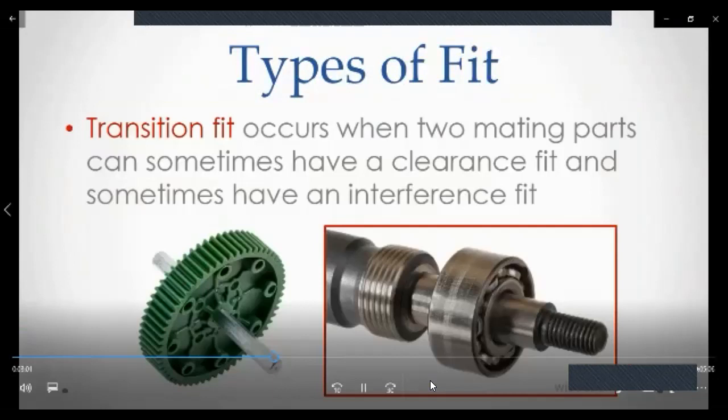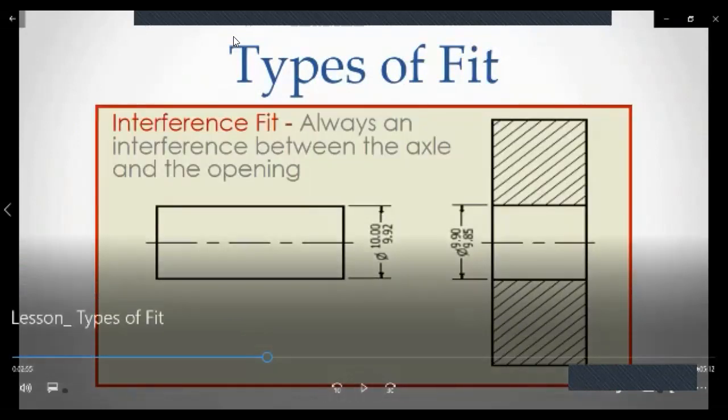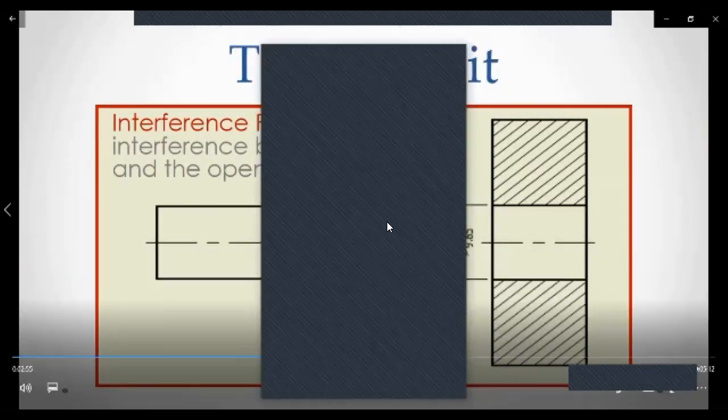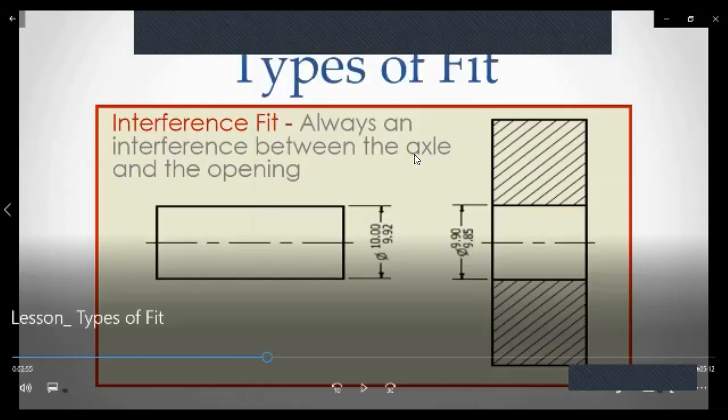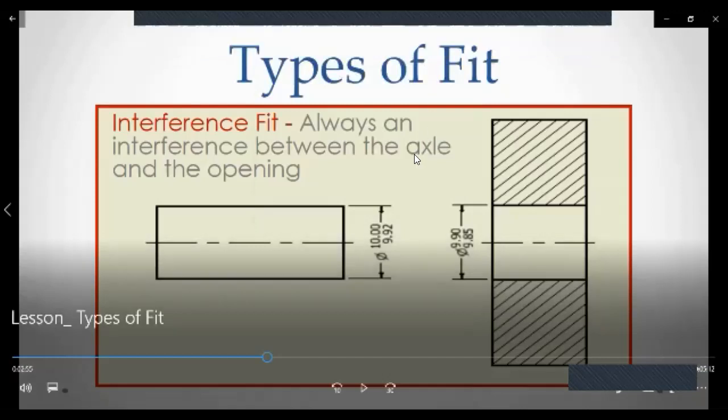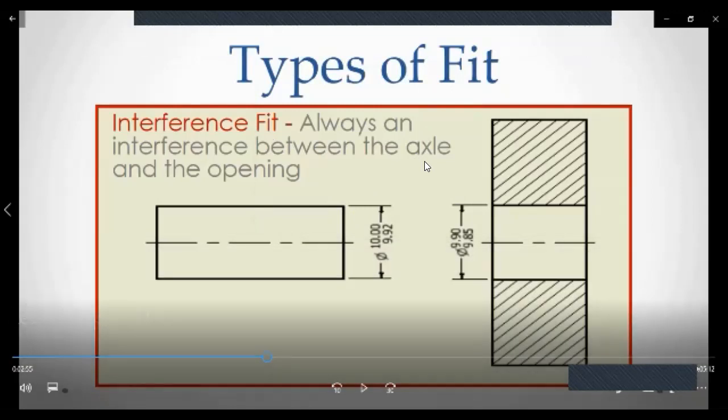The term transition fit is used to describe situations where mating parts may have either clearance or interference. Interference fit. You see, this is the exact opposite of clearance fit. So what we have here is an interference, basically, right? So the shaft is always greater than the hole. The shaft size is always greater than the hole.